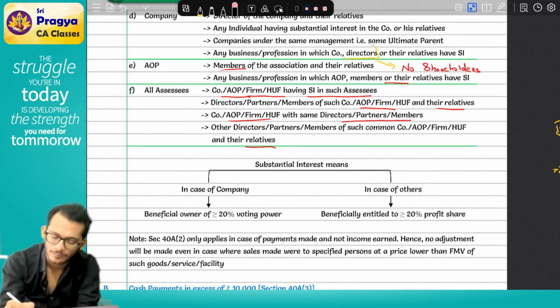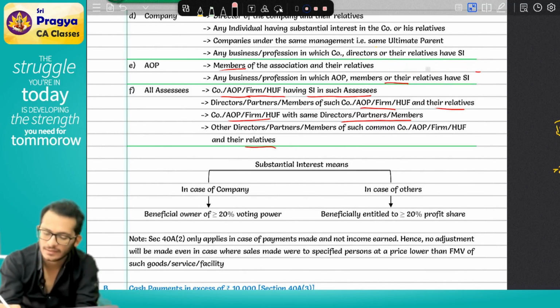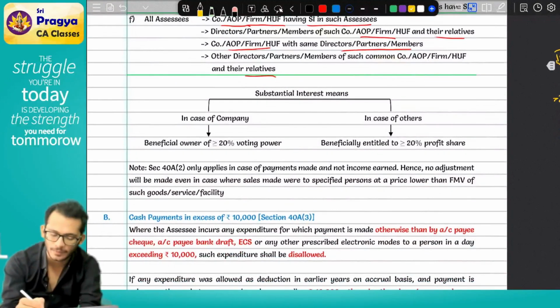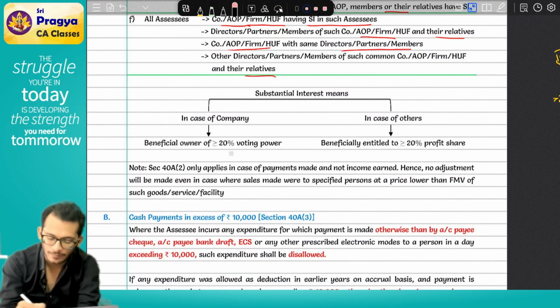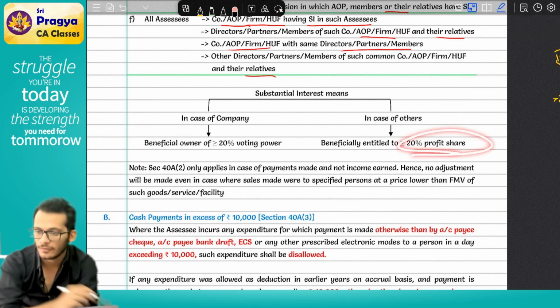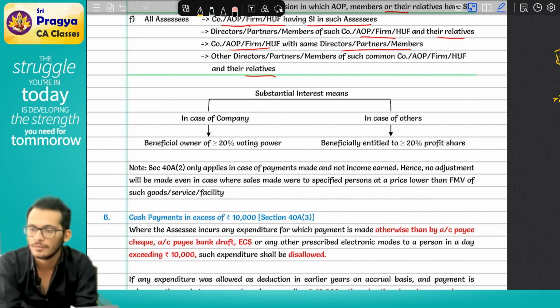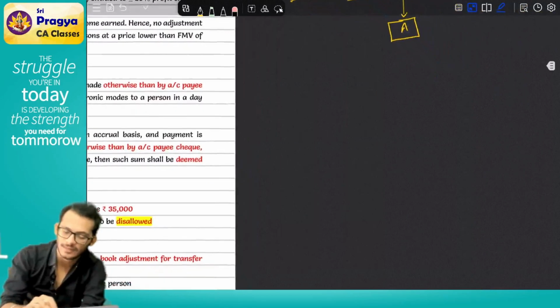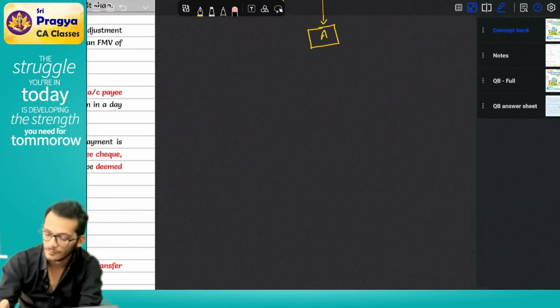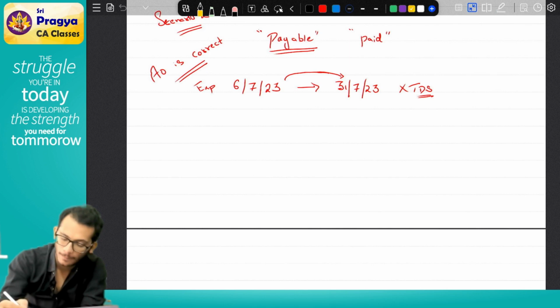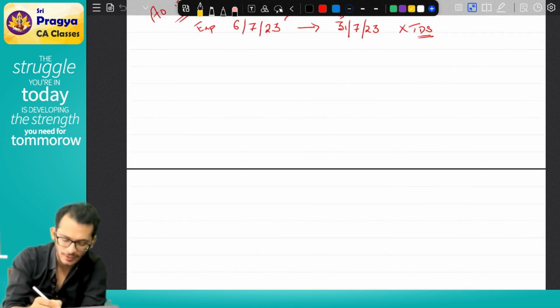Yes or no? Yes. Now, Rahul, these are the specified persons. Substantial interest means those kind of people who have more than 20% of voting power or more than 20% of profit share. Either of the two is covered. Yes or no? Now I'm going to ask you some questions. Help me out. Okay. Yes, we are in section 40A(2).